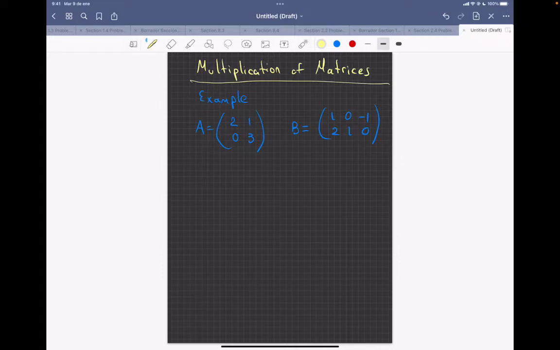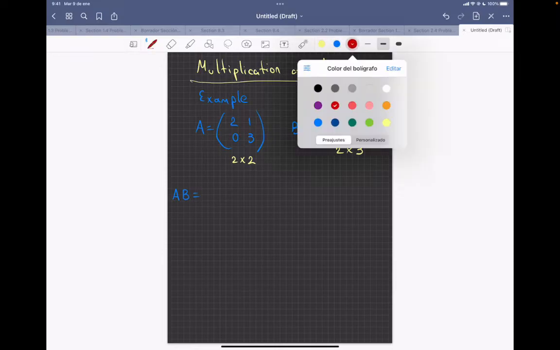The first thing that you need to verify to perform this multiplication is to pay attention to the sizes of the matrices. This matrix has size 2 by 2, and this matrix has size 2 by 3. We are going to find a matrix defined as A times B, the multiplication of the two matrices.